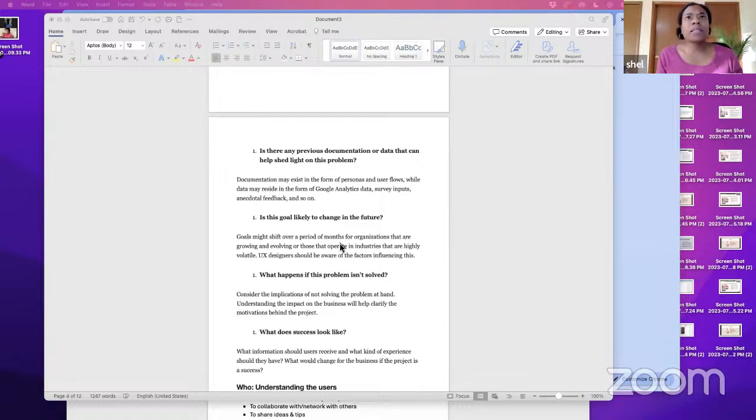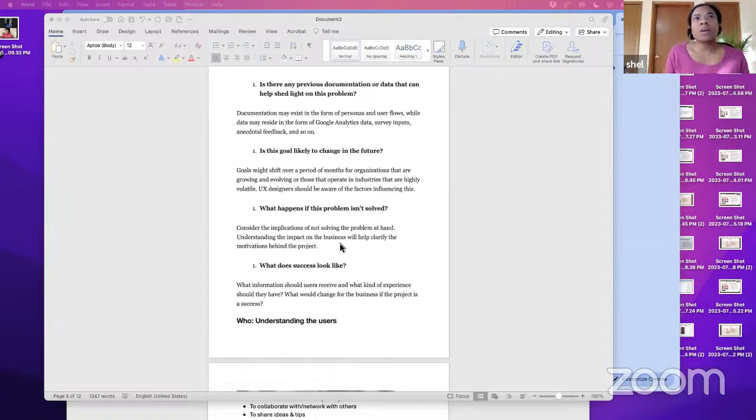Is there any previous documentation or data that can help us shed light on the problem? In this scenario, no, because this is a brand new community that doesn't exist. But at the same time, maybe some data may be a lot of complaints that there's no way for creators to communicate, or they want something that feels more like a community. Ask the question.